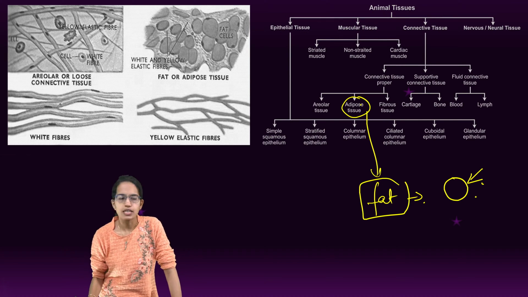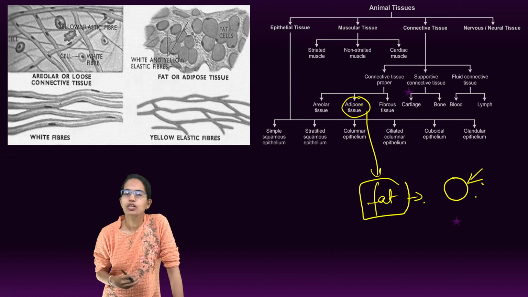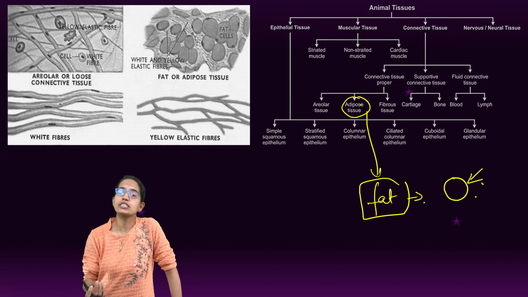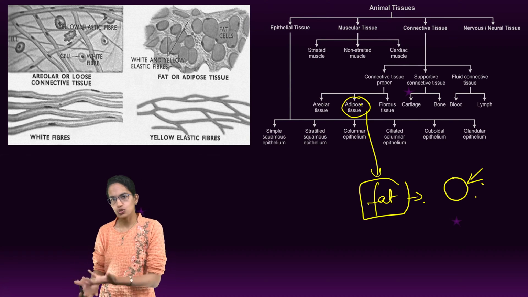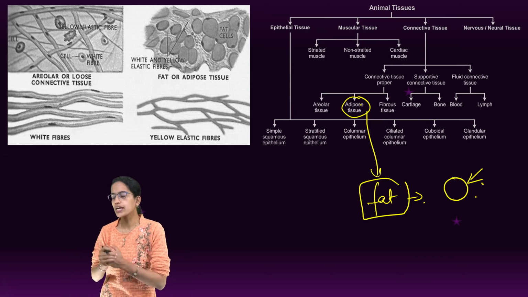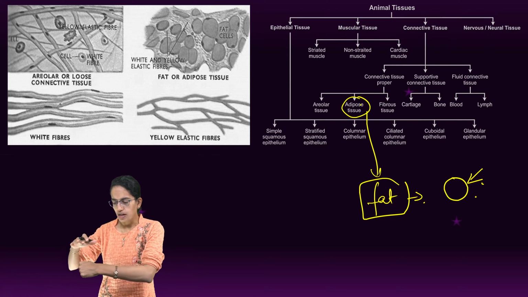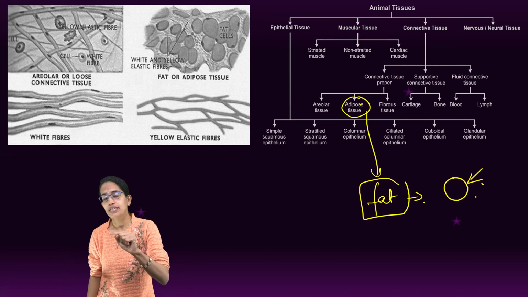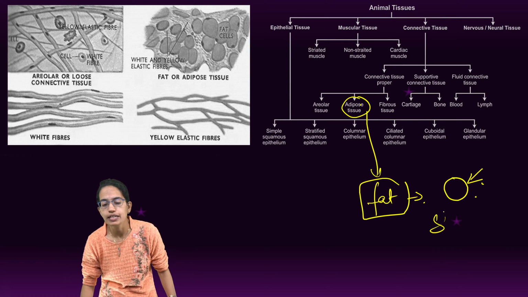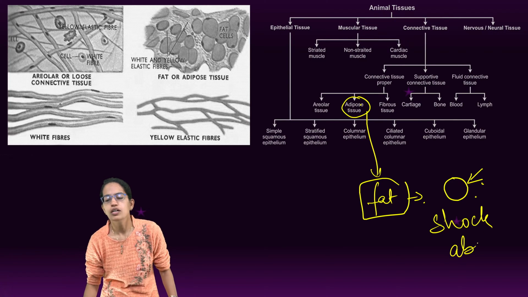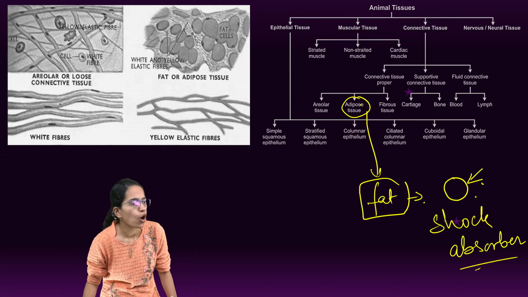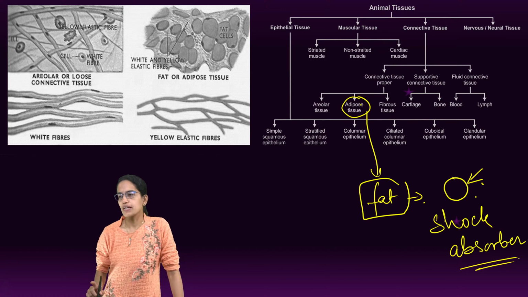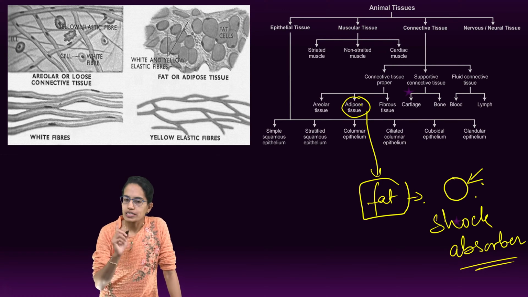Now main function, as we say, storing fat. Besides storing fat, what would be the other important function? Insulation. Since it is storing fat, it would be insulating the body, and also it would give shape to the body. Along with that, one very important function, it helps in absorbing the shock. So fat acts as a shock absorber. Very, very important. So therefore, this is what adipose tissue is.